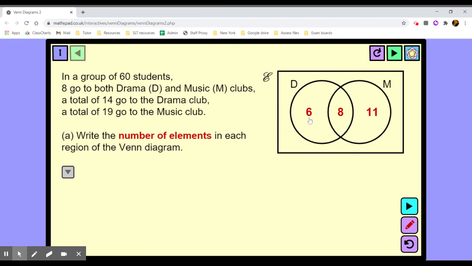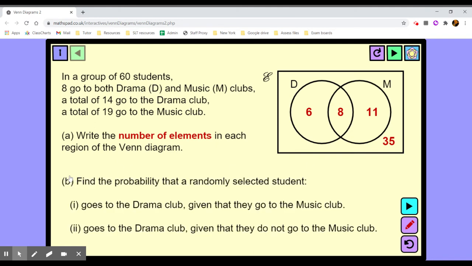So if we do our 6, add our 8, we get 14, add 11 will give me 25. So that definitely doesn't add up to 60. So in the remaining outside area, I need to make sure that I've got all the other students. So the 60, take away the 25 will tell me that there are 35 students that don't go to drama and music clubs. Okay. Then we can use this to calculate the probability.